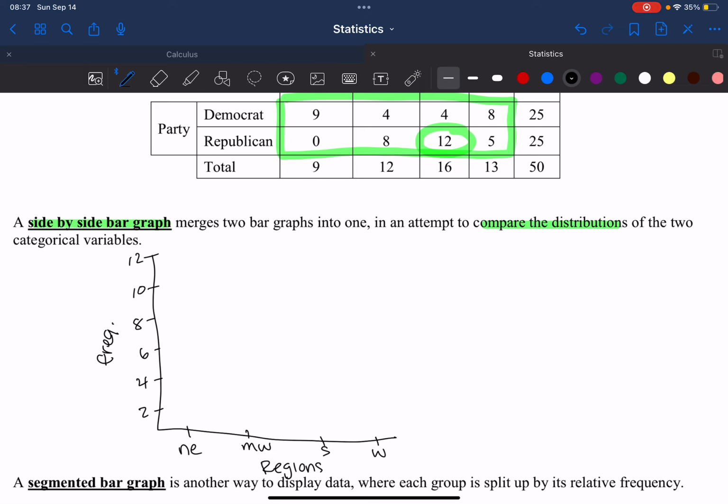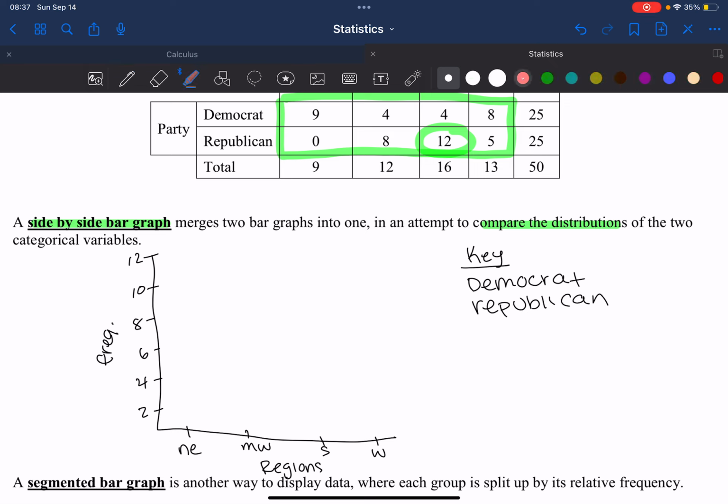The last thing I need to do before I start doing the bars is to create a key. In this key, I'm going to have one color represent Democrat and the other color represent Republican. So I'm going to go ahead and say pink is Democrat and blue is Republican. I'm going to start with Democrat.